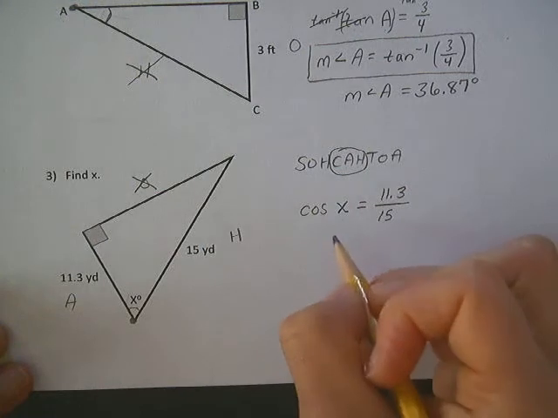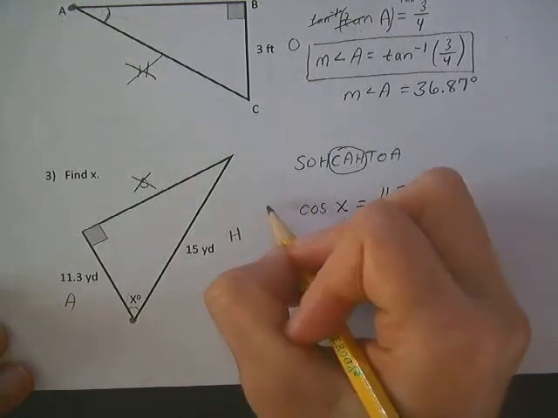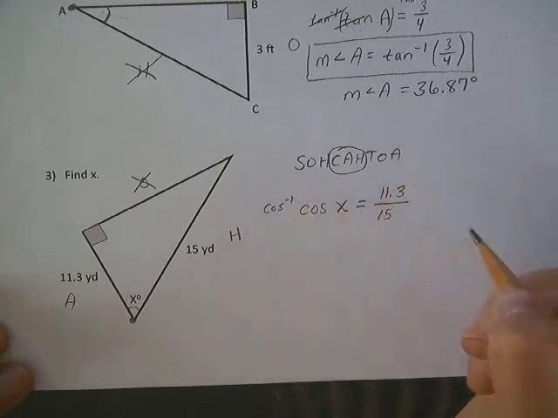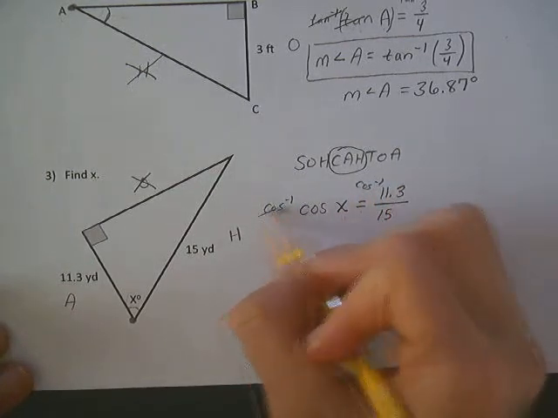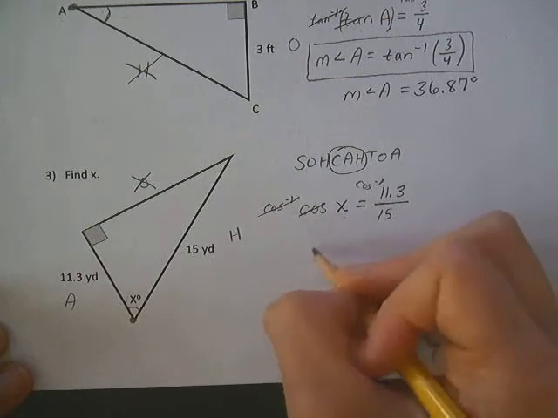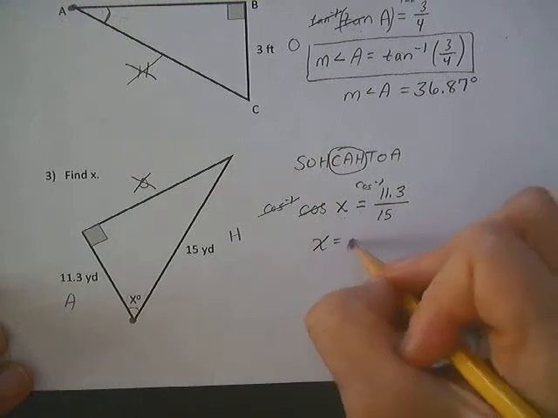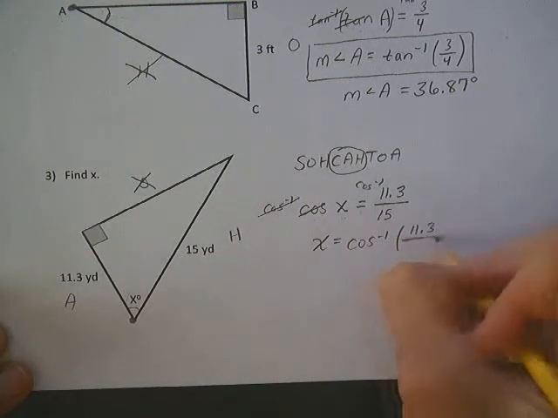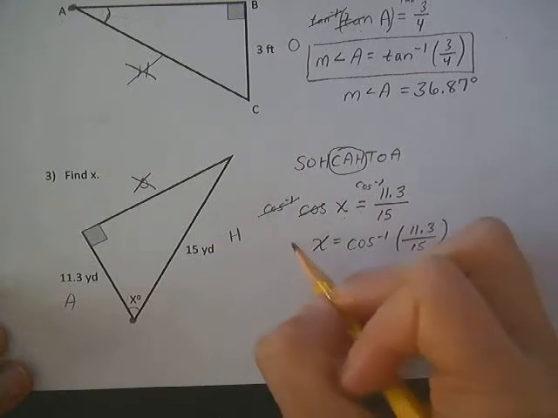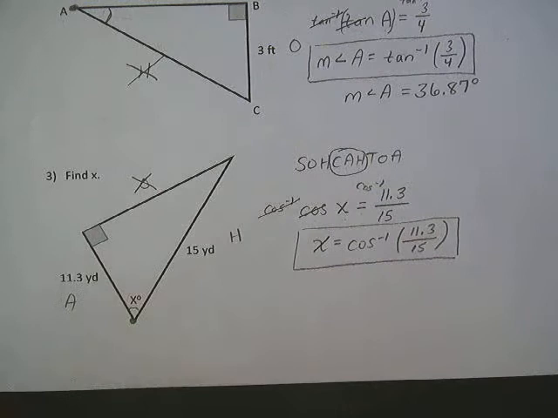All right, so to solve, to get the cosine away from the x, I do the opposite of cosine. So it'd be cosine inverse. And you have to do the inverse on both sides. So when I do that, these will cancel because they're opposites of each other. So I'm left with x, and x would equal the cosine inverse of 11.3 over 15. All right, and again, you can leave your answer like that, or you can type it in. So I'll type it in real quick.